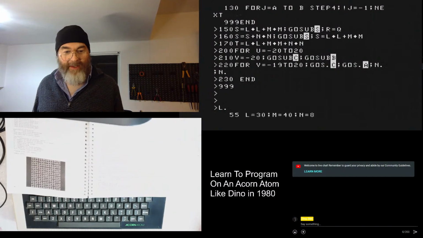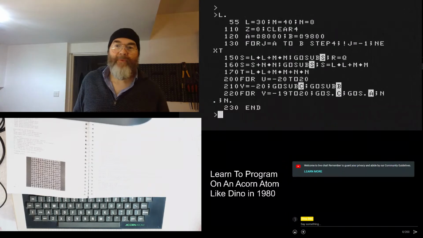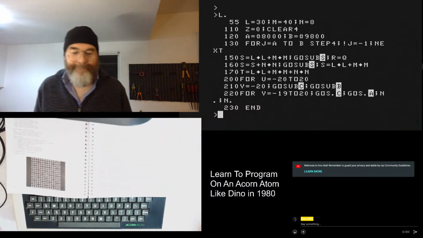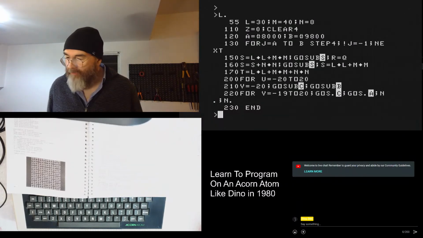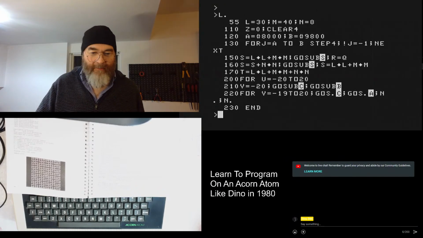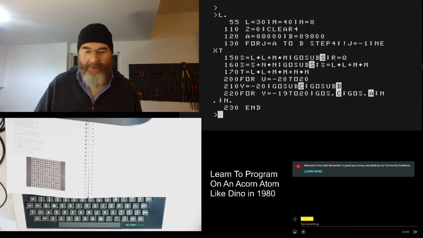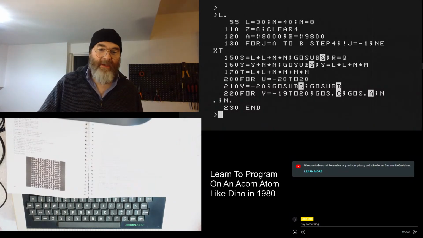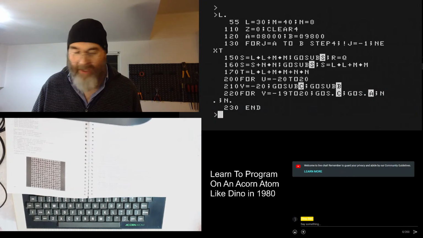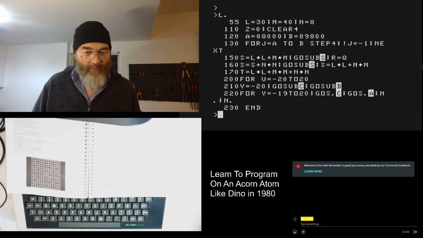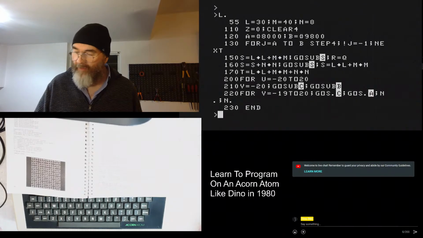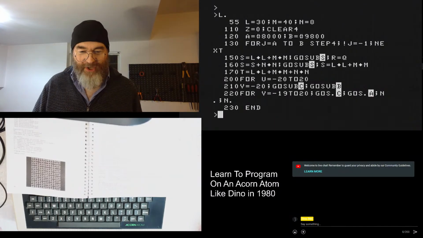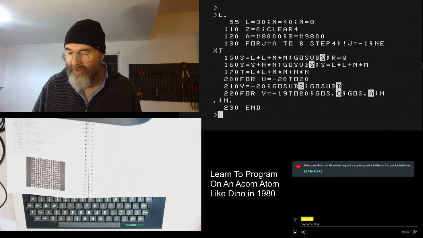Let's try listing that, see what we've got. I'm going to compare it. So L equals 30, M equals 40, N equals 8, Z equals 0, clear 4, A equals 8,000 hex, B equals 9,800 hex, for J equal A to B, step 4, set address J to -1. Next.